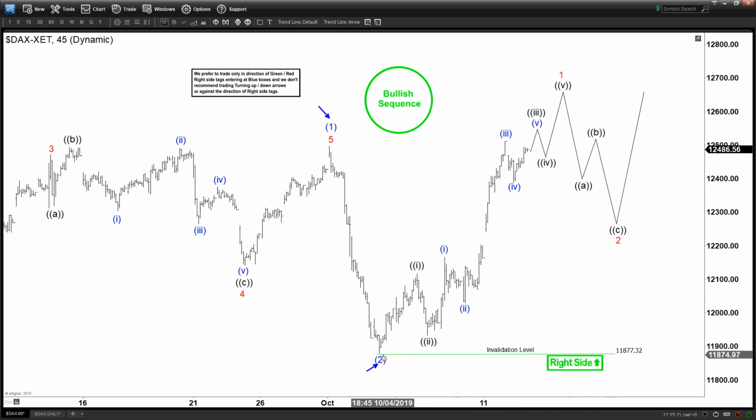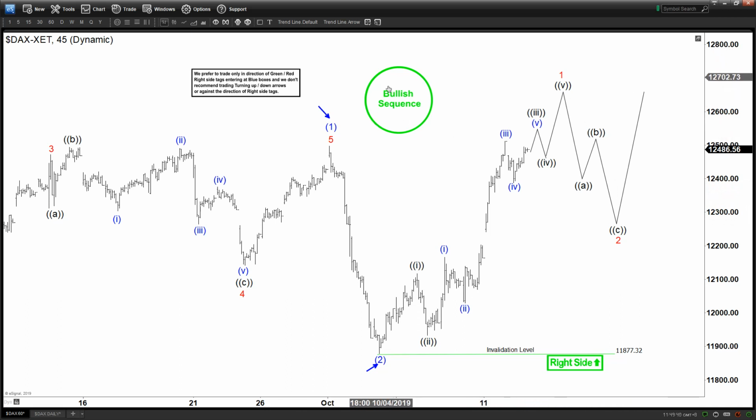And then this rally also has a subdivision that is an impulse, right? So we got this 1, 2, and now we are looking for it to finish with 3, with the 4 and 5 to come before finishing a 5 waves up. Then after that we should get a bigger three-wave pullback to correct this cycle, before the rally resumes again.